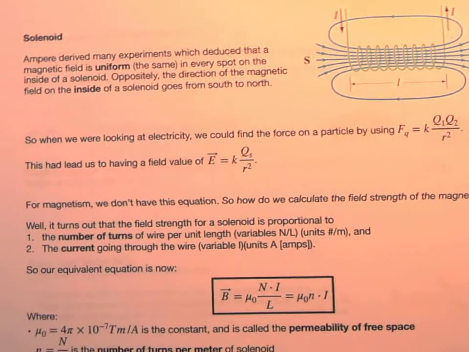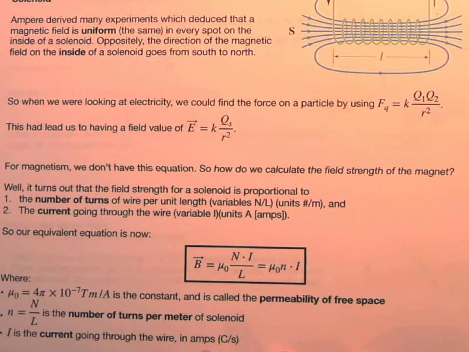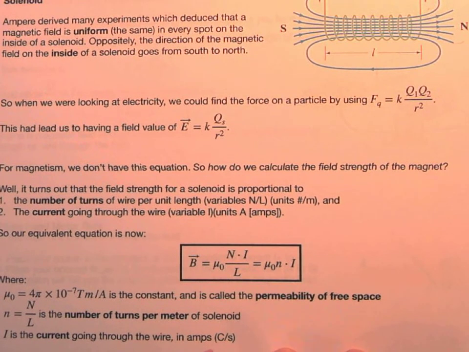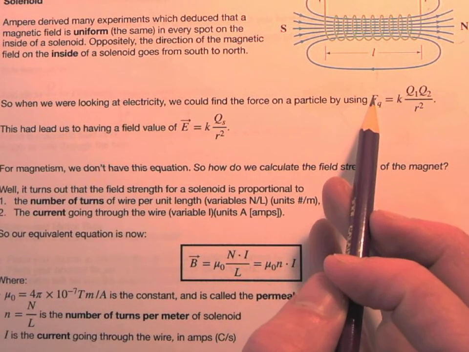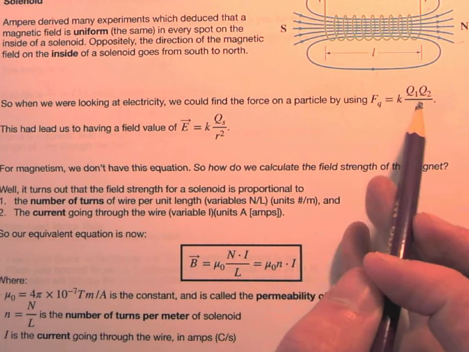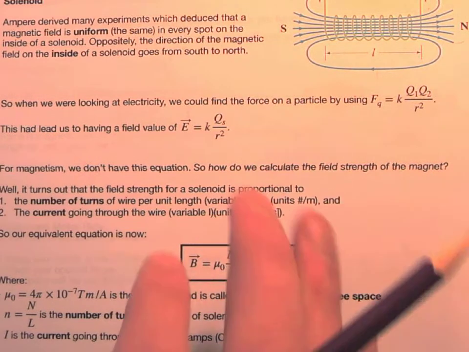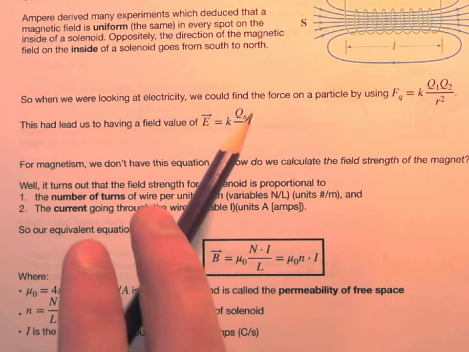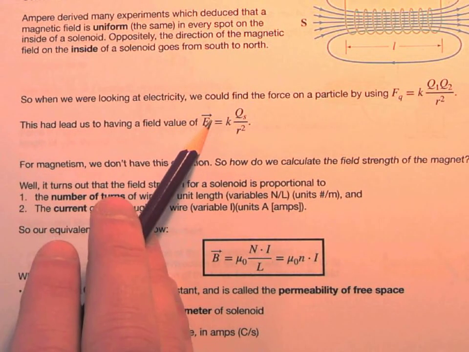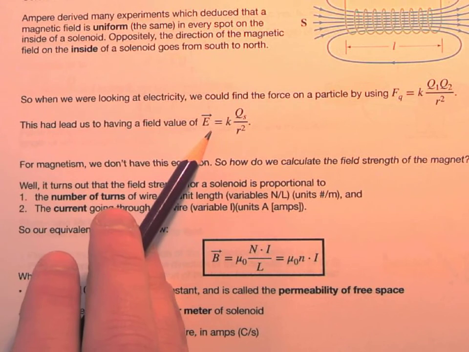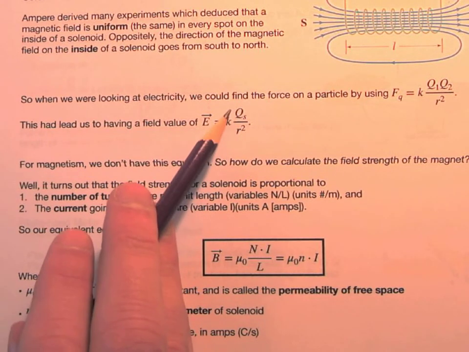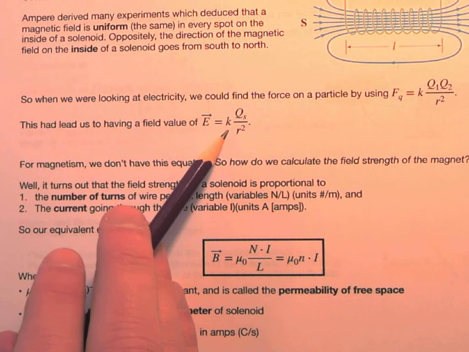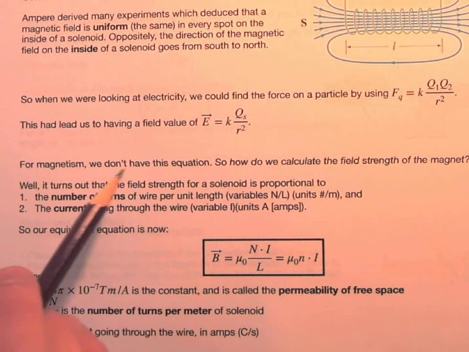All right, so when we're looking at electricity, we could find the force on a particle by using this here, kind of like Newton's universal law of gravitation, but Coulomb's law. We could use that to find the force on a particle. This leads us to saying that the field value at a particular spot is the constant times the source charge divided by the distance from the source charge squared.